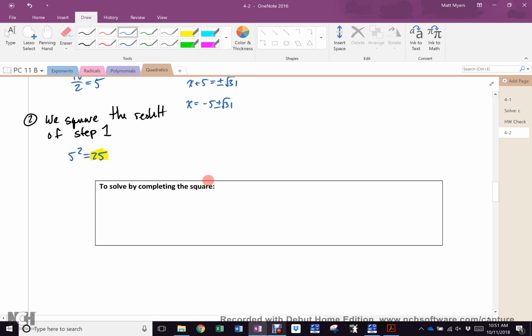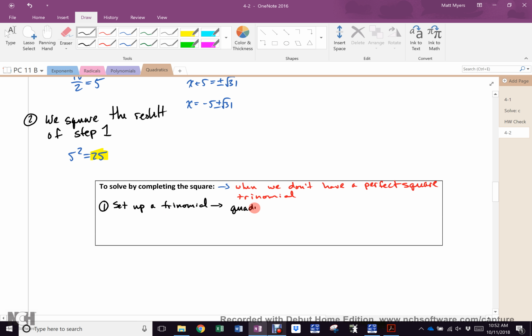When do we use completing the square? If we don't have a perfect square trinomial, we're going to do this. All right? So, step 1. We need to set up the trinomial. Okay? Set up a trinomial. And a trinomial looks like this.